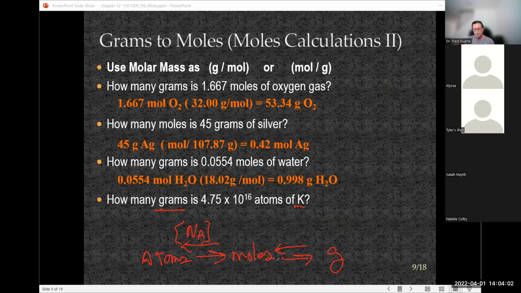And once I'm at moles, I need the grams, so I'm going to need atomic weight or molar mass to get the grams. So either direction, grams, moles, atoms, moles to grams, I'm going to need Avogadro's number and the atomic weight or molar mass. Here, we're using the atomic weight because we're only dealing with potassium, okay? All right, so let me clear this up a little bit.